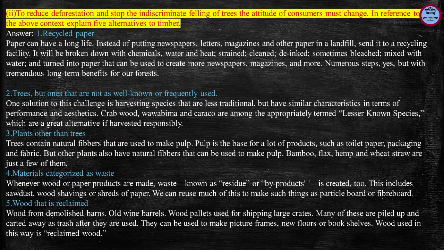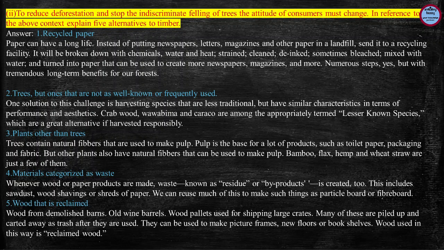It will be broken down with chemicals, water and heat, strained, cleaned, de-inked, sometimes bleached, mixed with water and turned into paper that can be used to create more newspapers, magazines and more. There are numerous steps, but with tremendous long-term benefits for our forest. And the second alternative is trees, but ones that are not as well known or frequently used.